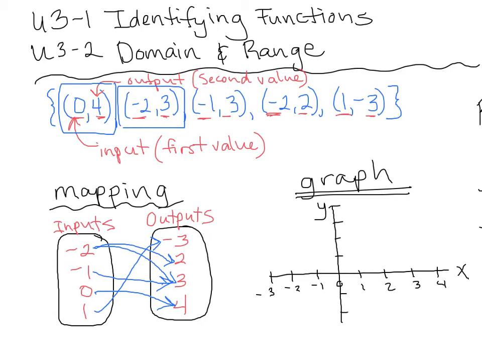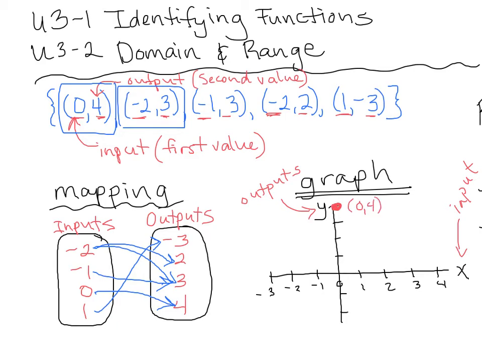I might not number those, we can just count. And we're going to put points on our graph. Okay, so the first ordered pair was 0, 4. The input is your x. Think of your x-axis as the inputs and the y-axis as the outputs. So when we have 0, 4, we go to 0 on the x and then to 4 on the y, which is up 4. That dot right there is 0, 4.